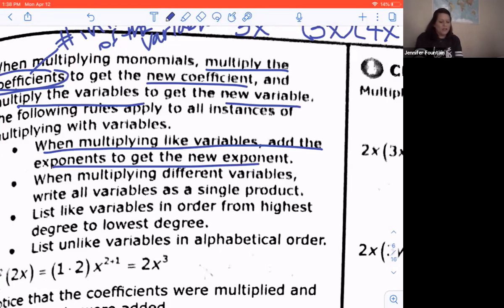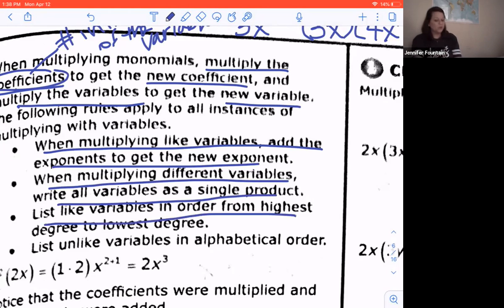When multiplying different variables, write all variables as a single product. So if I were to multiply x times y, because they're different variables, I would just write it as xy. I have to write them both individually. I can't combine them if they are different variables. And then it says list your variables in order from highest degree to lowest degree.